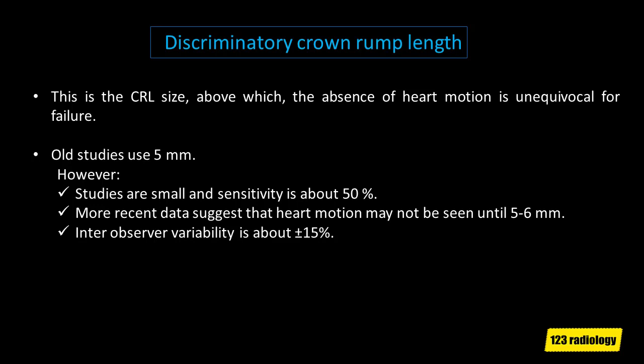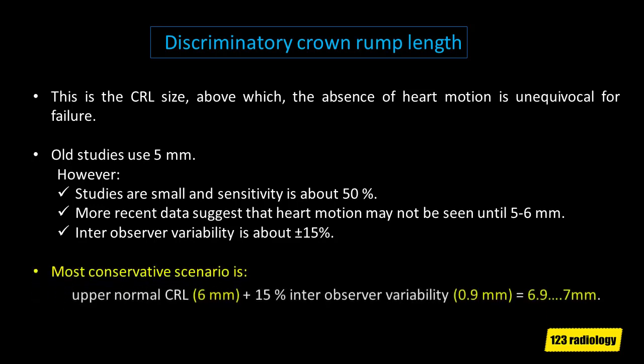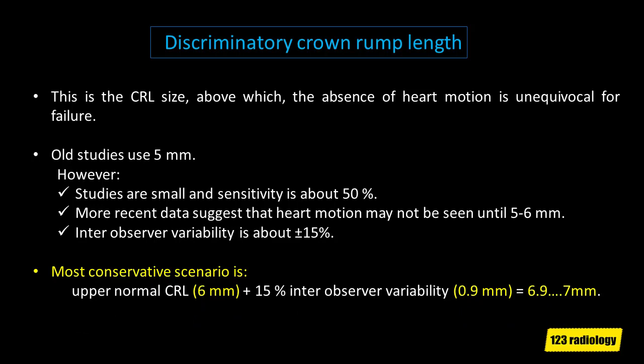More recent data suggest that heart motion may not be seen until 5 to 6 millimeters, with inter-observer variability of about 15%. So, the most conservative scenario is, the upper normal crown rump length is 6 millimeters, plus 0.9 millimeters, which is the 15% inter-observer variability. The sum will be about 7 millimeters.